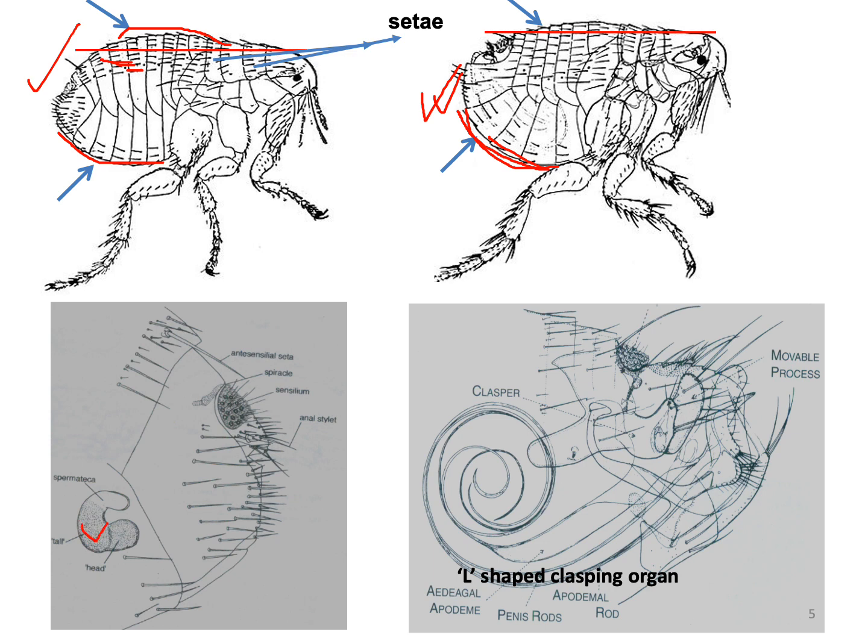And in this picture, this is the spermatheca, part of the female genital organ, and this one is the claspers, part of the male genital organs.